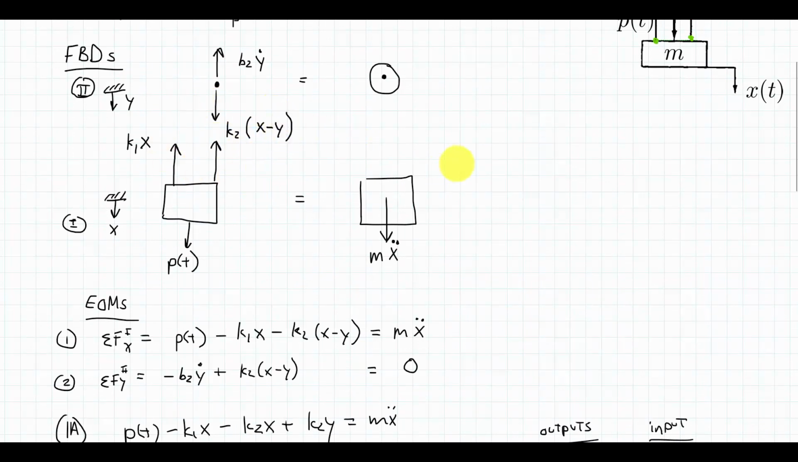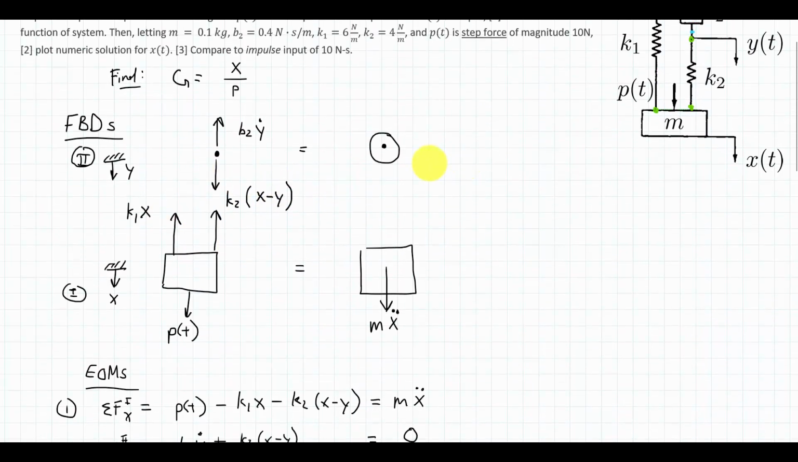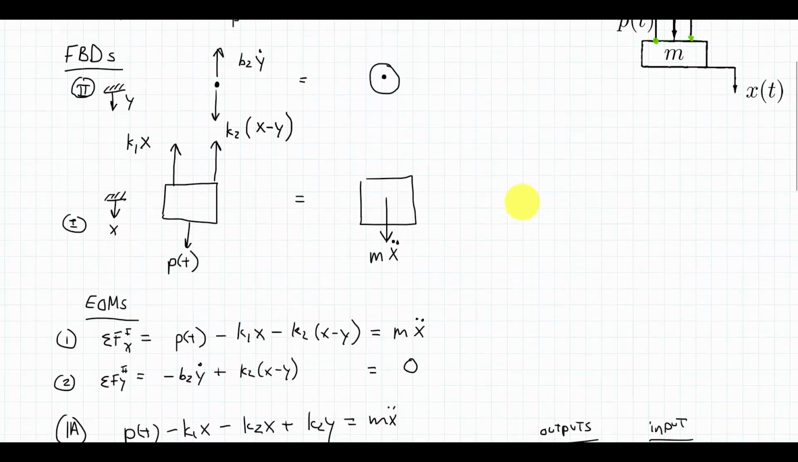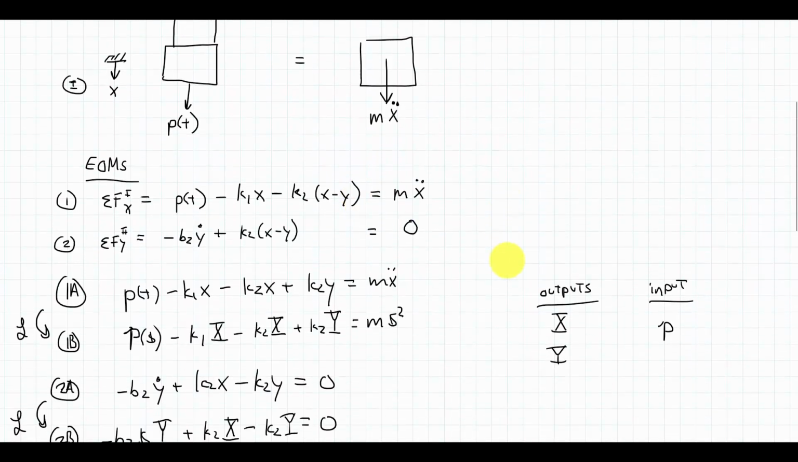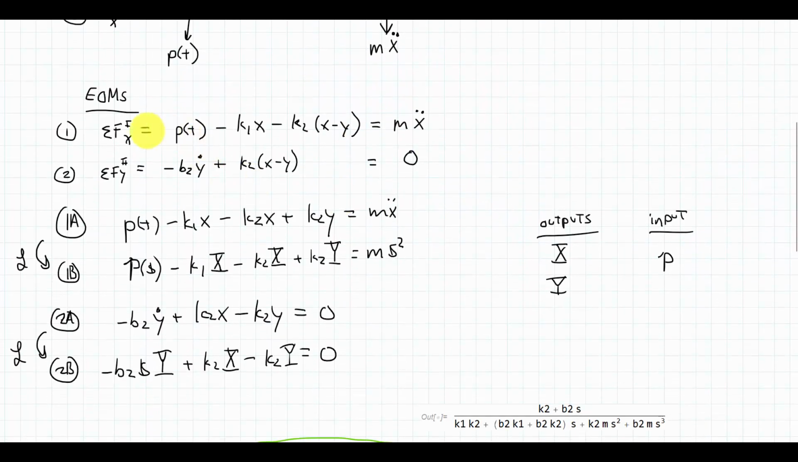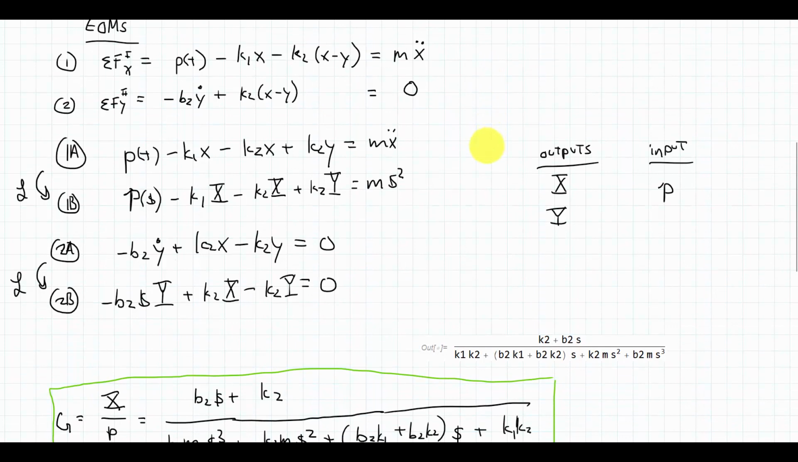From these two free body diagrams, since we're interested in finding one transfer function, x as the output, p as the input, we need equations of motion derived from these two free body diagrams. So summing forces in each of them gave us these two equations of motion, 1 and 2. I'm in the time domain, but I want a transfer function, which means I need to take the Laplace transform of each of these two equations of motion. So that gets me to 1b and 2b.